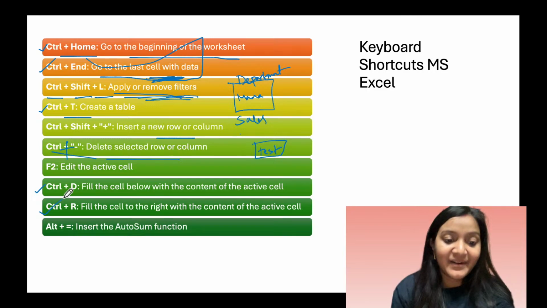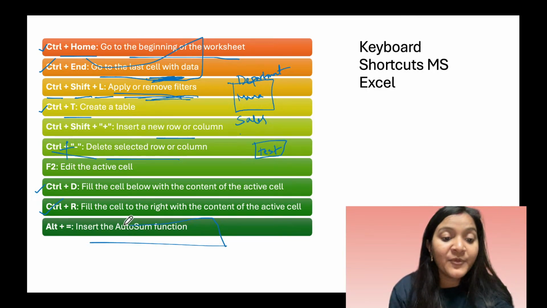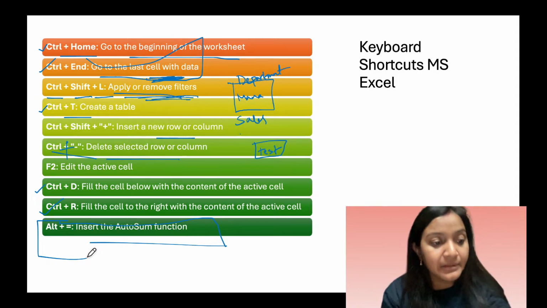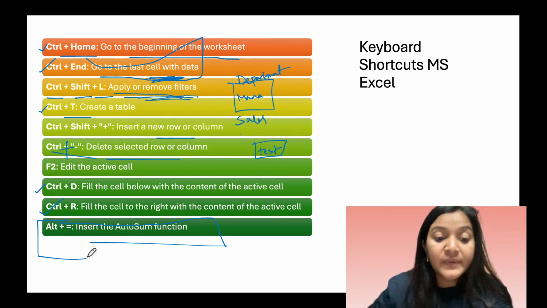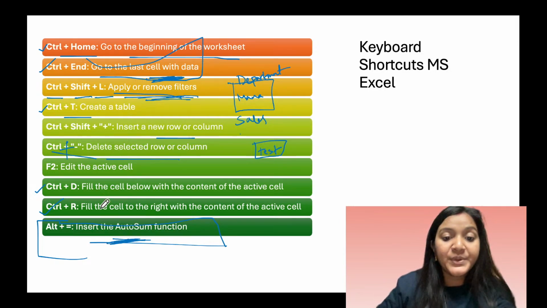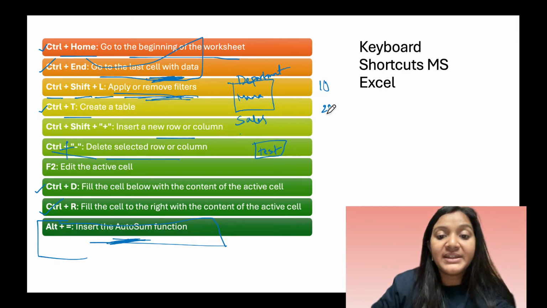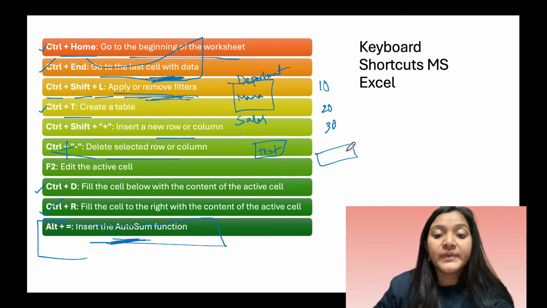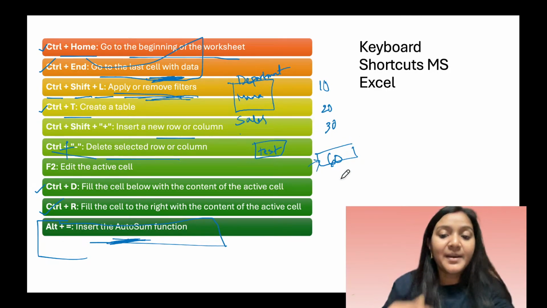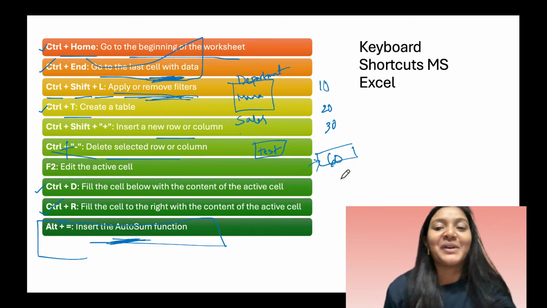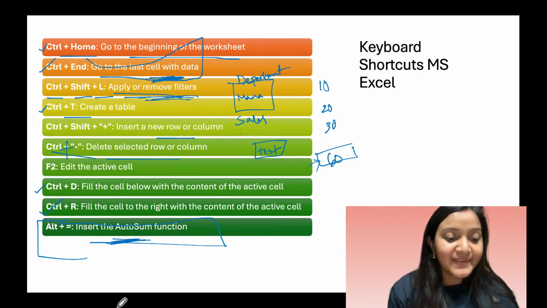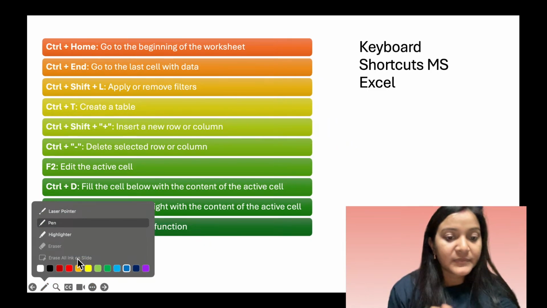So press Ctrl R. And insert the auto sum function. Remember this one: Alt and equal to key together will insert the auto sum function. Auto sum, I hope you know. You have values 10, 20, 30 and you do auto sum over here. So 10 plus 20 plus 30 is how much? It's 60, right? So auto sum, automatically done. Okay. So these are the keyboard shortcuts from our Excel. I'll remove all the ink.